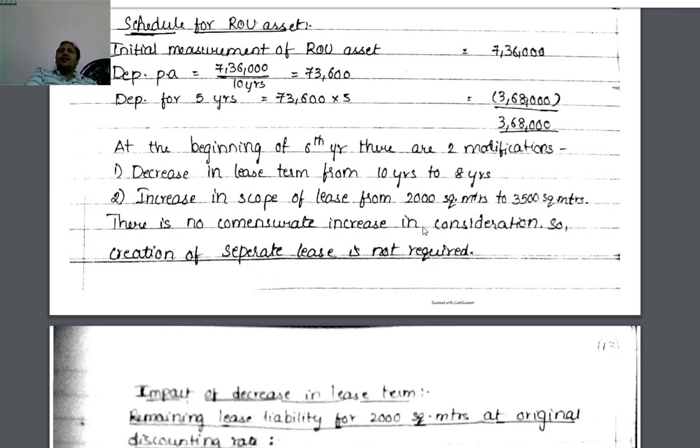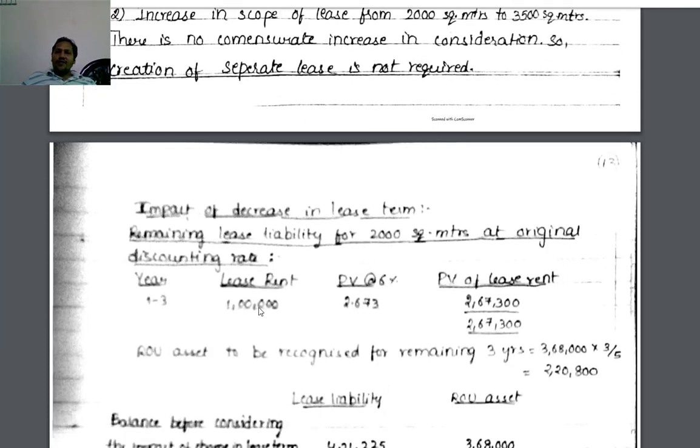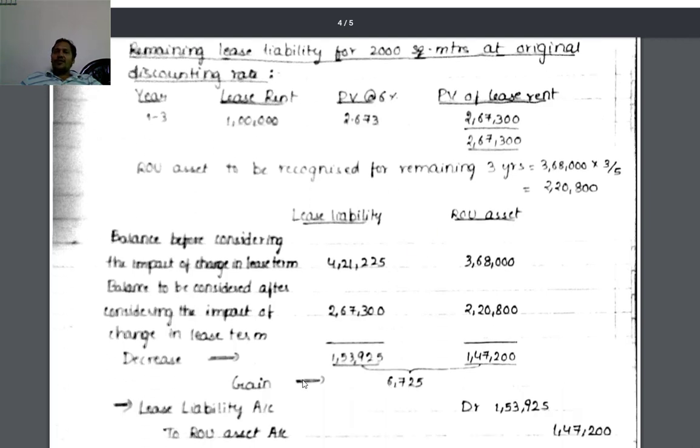Thereby, just measure the liability for the remaining 3 years with only the change in the term. You consider the original lease rent and the original discounting rate. So we calculated original lease rent 1 lakh, original discounting rate 6%. The term is reduced, remaining 3 years, and 2,67,300 is what we arrived at as the liability. Now the balance of liability has to be reduced to this level. So before considering this it was 4,21,225, and after considering this impact 2,67,300, it reduces by 1,53,925.